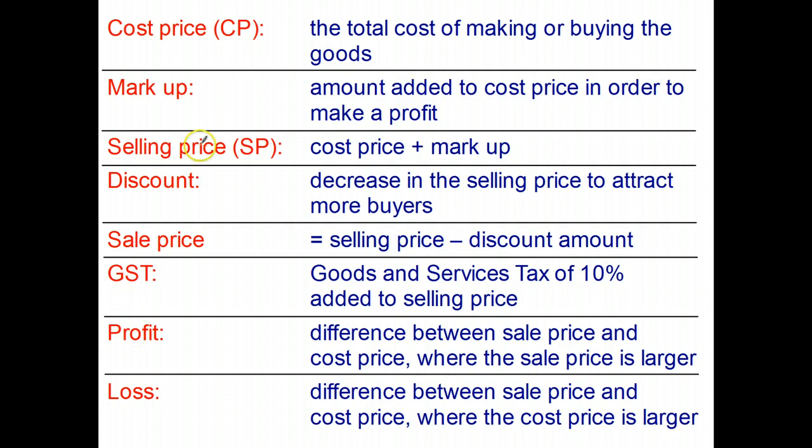Finally, he has a certain selling price, a certain cost price and a certain sale price. Now, if the sale price is more than the cost price, he's made a profit. If he has to sell it for less than what it cost him, he's made a loss. So profit and loss basically is how well he's done on a particular transaction.